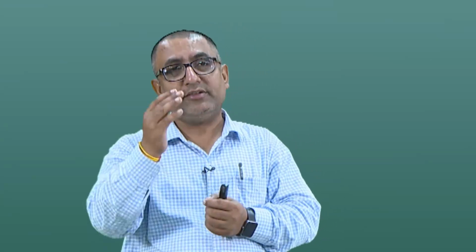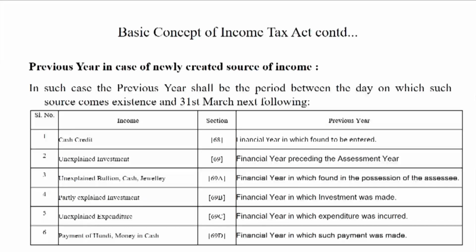Next, unexplained investment refers under Section 69, or we can say Section 69 of the IT Act refers to the unexplained investment. Unexplained investments are the investments which are not explained by the assessee. From the date the assessee explains, from the date of explanation to 31st March will be treated as a previous year of the unexplained investment.